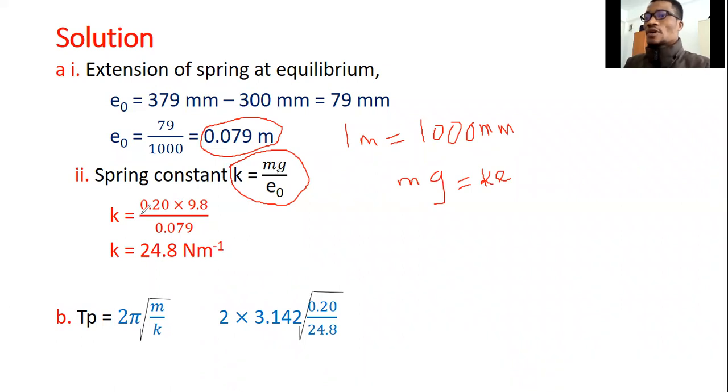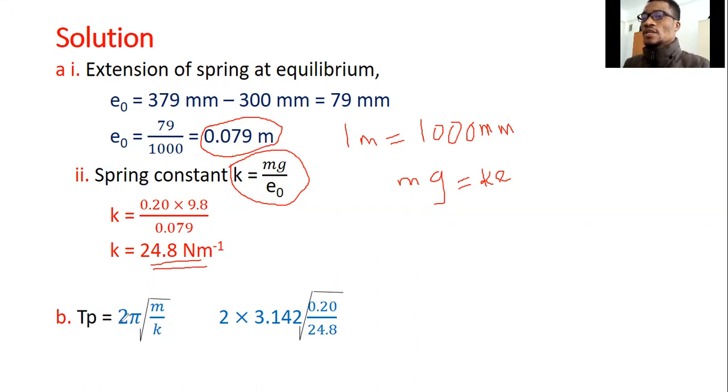So we substitute our value again. So we have our mass, which is 0.2 times 9.8, and then divided by the extension, which is 0.079. When we do that calculation, we arrive at this 24.8 Newton per meter. So don't forget your unit. It's very important. So we arrive at this answer. And then let's go to the next question to calculate our time period.